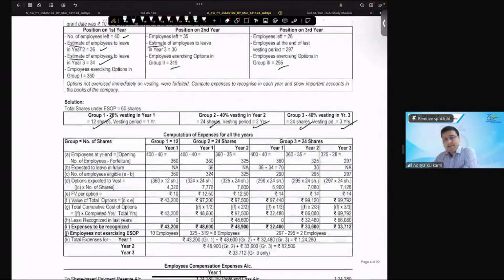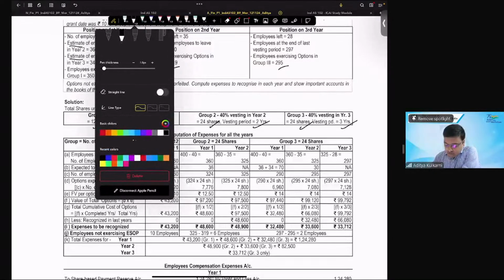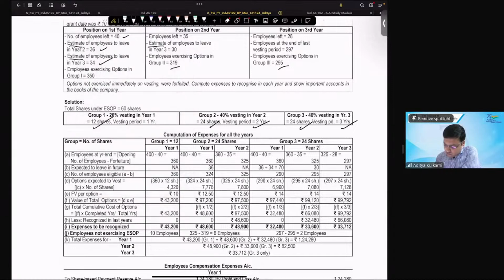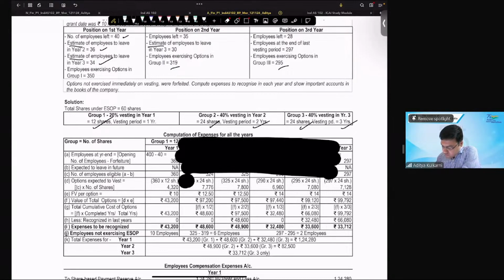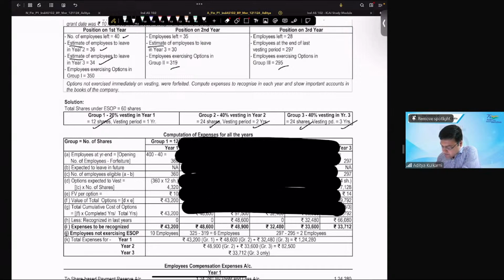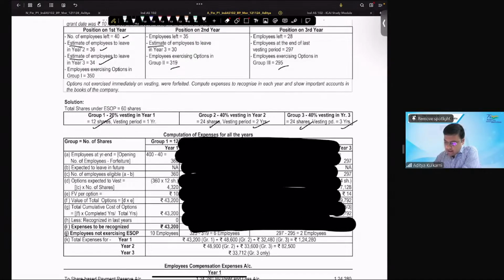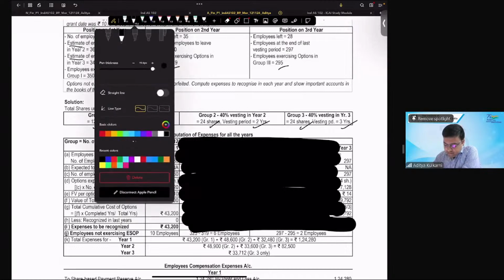All right. Now let us look at group 1. When I talk about group 1, please don't get confused with group 2 and group 3. I am not talking about group 2 and group 3 right now. So don't look at this, it is going to create confusion.